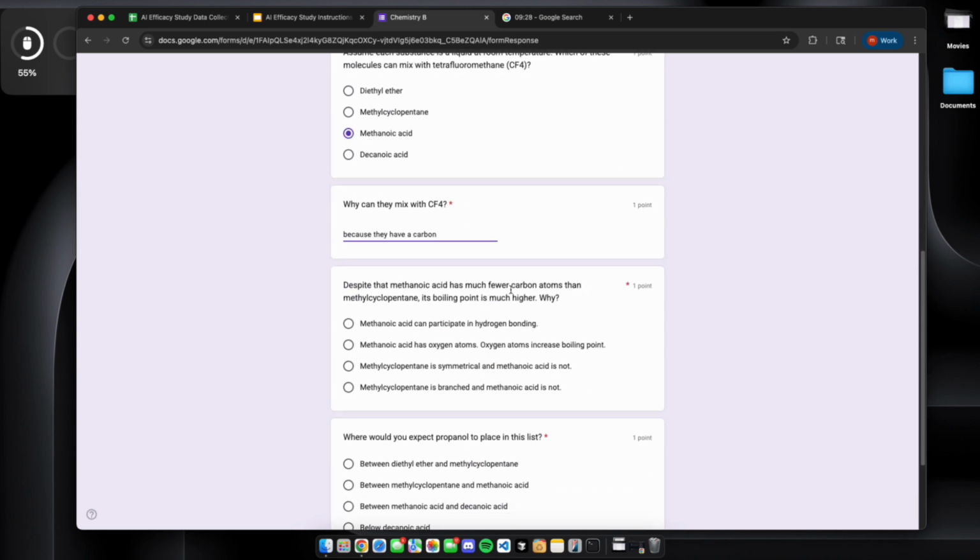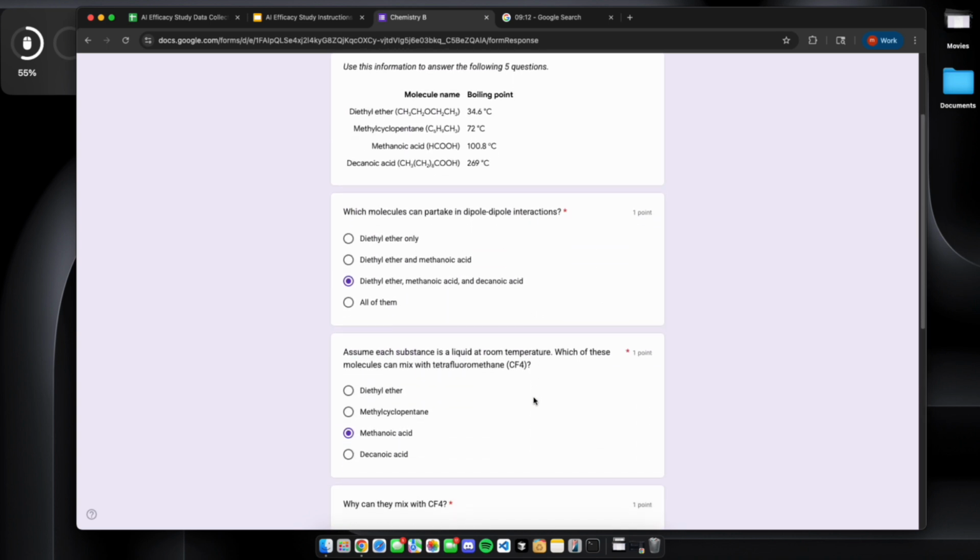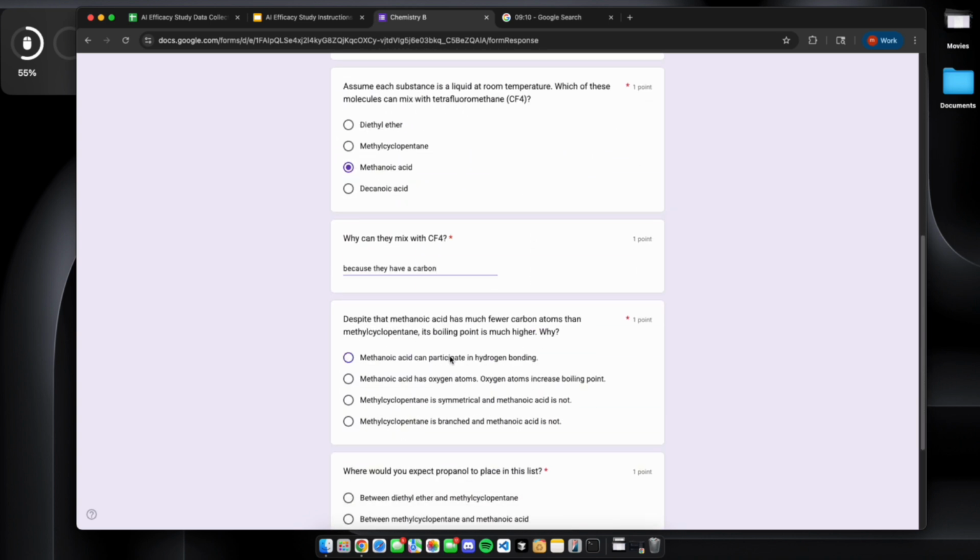Despite methanoic acid having fewer carbon atoms than methylcyclopentene, its boiling point is much higher. Why? Oh. Methanoic acid can participate in hydrogen bonding.